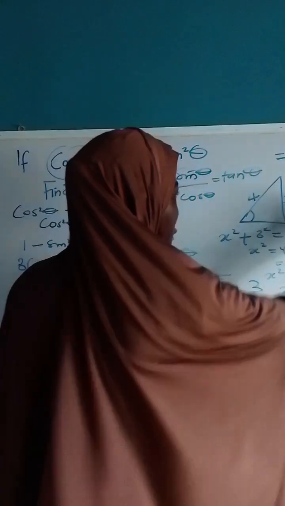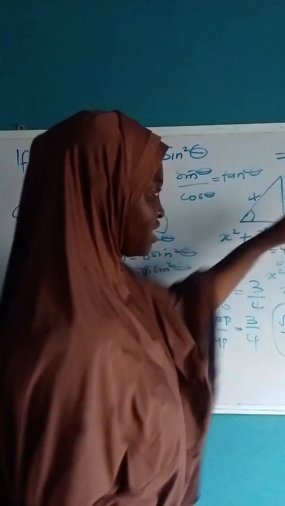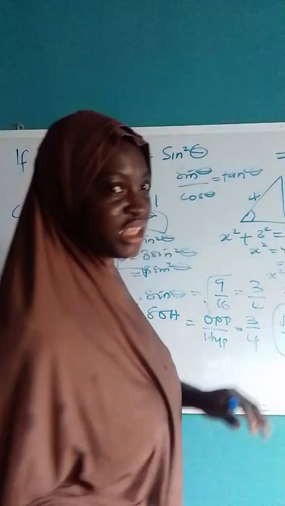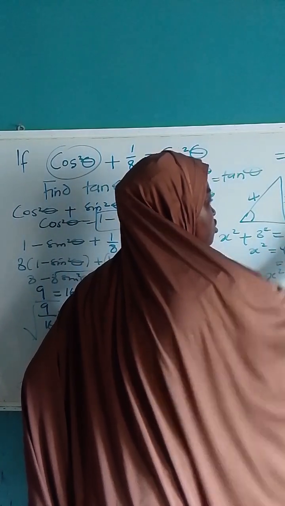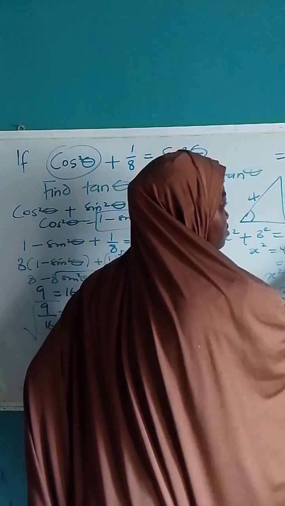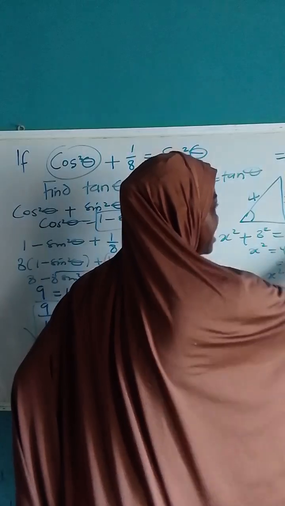But because it is in surd form, you don't leave it like that. You need to rationalize. The examiner will not leave the answer like this. So you multiply by root 7 over root 7. So it's going to be 3 root 7 over 7. And that is it.